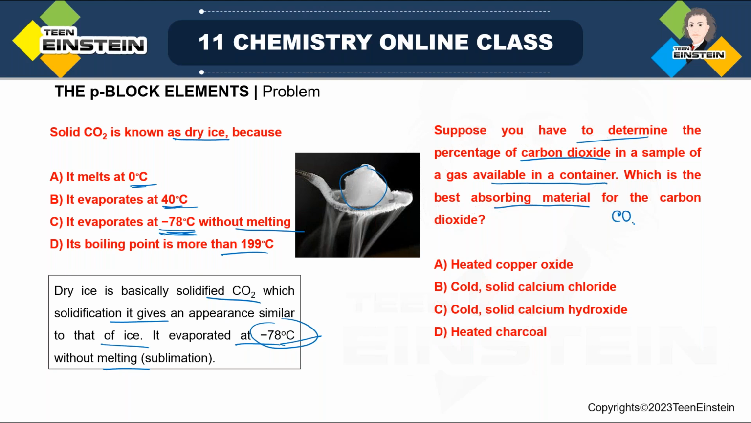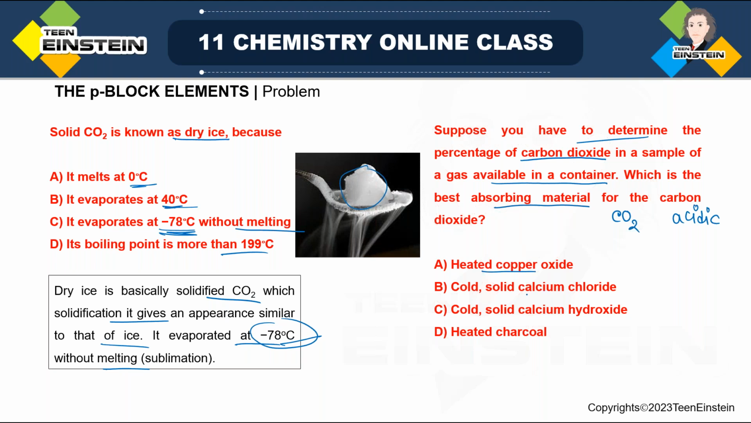We know that CO2 is an acidic oxide. When we discussed the oxides of group 14 elements, it is mentioned clearly that it is an acidic oxide. Unlike CO, which is neutral, this is acidic. So if it is acidic, obviously it will have some affinity towards alkaline substances. Now look at the options.